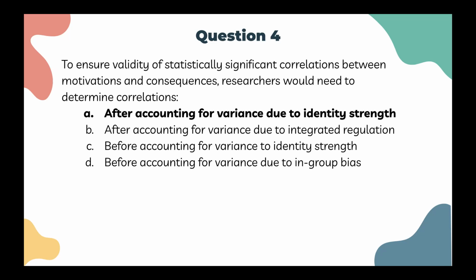In other words, if the variance of the variables in the study was associated mostly with identity strength instead of SDT motivation types, the correlation between SDT motivation types and the consequences of social identity would be ambiguous. Choice B is wrong because integrated regulation is a motivation type that the study is measuring for a correlation. And choice D is wrong because in-group bias is a negative consequence that they're measuring. Does that make sense?